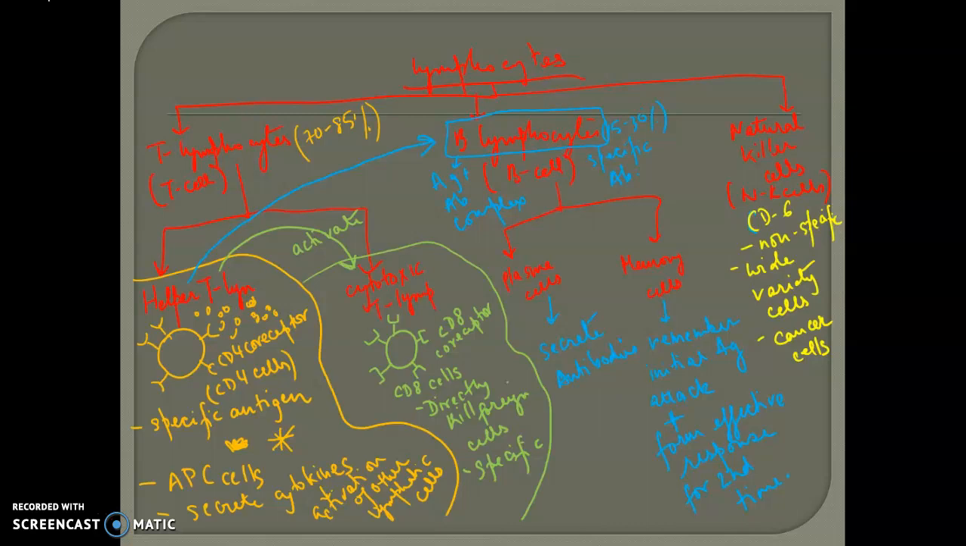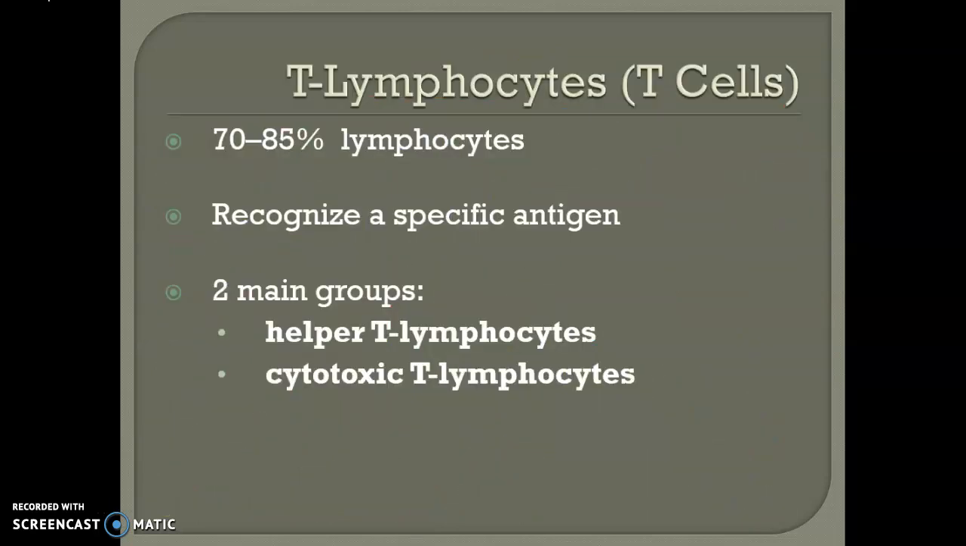The natural killer cells are also called CD6 cells. Remember, they work against a wide variety of cells. They are very, very non-specific in action, and they can also fight against some cancer cells. All right. So let's take a look at the PowerPoint super quick. T lymphocytes, largest population of lymphocytes, very specific in action. Two types, helper T and cytotoxic T.